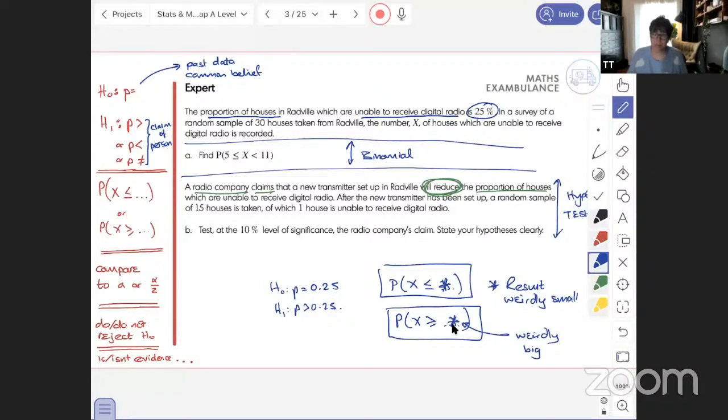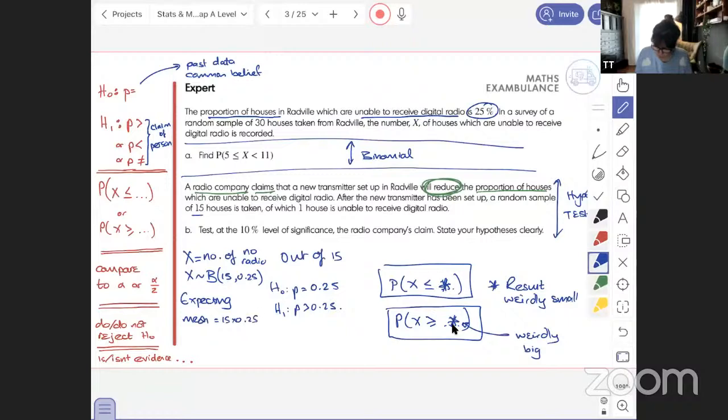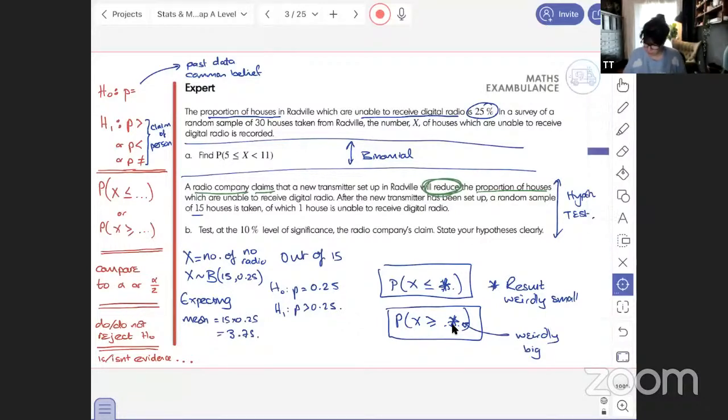Now, how do we know what we were expecting to happen? We talk about what X is and how it's distributed. X is the number of houses unable to receive radio, the number of houses with no radio, out of 15. It's binomial 15, 0.25, and the 0.25 is the P that we chose at the beginning. So what are we expecting? The mean would be 15 times 0.25, so we're expecting 3.75 houses. How many houses actually, from the 15, didn't get any radio signal?